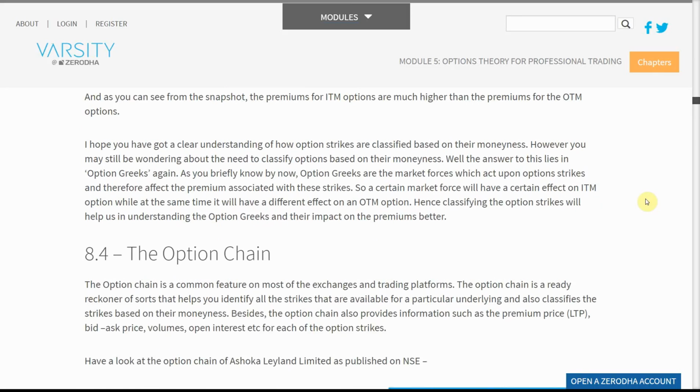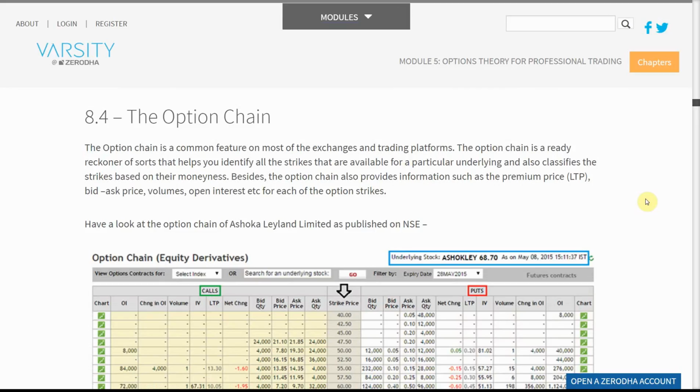8.4 The option chain. The option chain is a common feature on most of the exchanges and trading platforms. The option chain is a ready reckoner of sorts that helps you identify all the strikes that are available for a particular underlying and also classifies the strikes based on their moneyness. Besides, the option chain also provides information such as the premium price, LTP, bid-ask price, volumes, open interest, etc. for each of the option strikes.